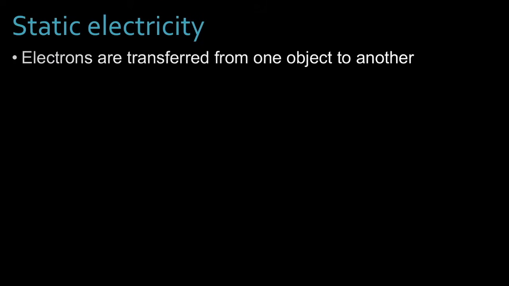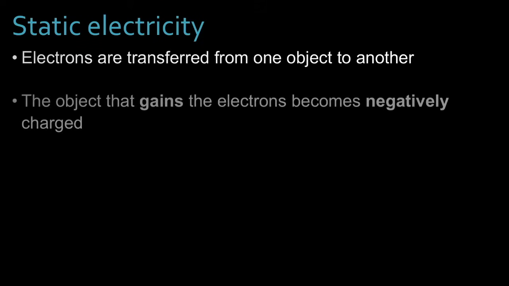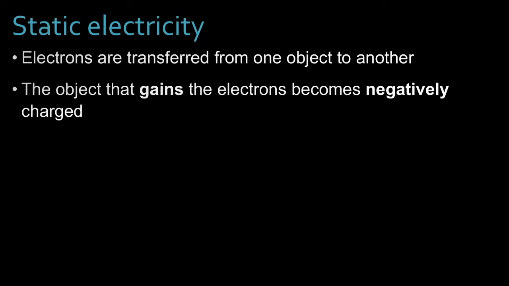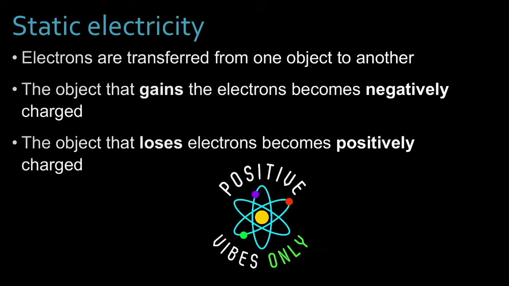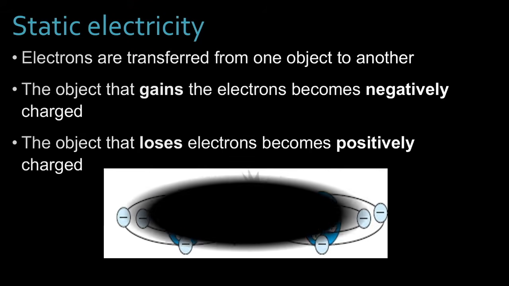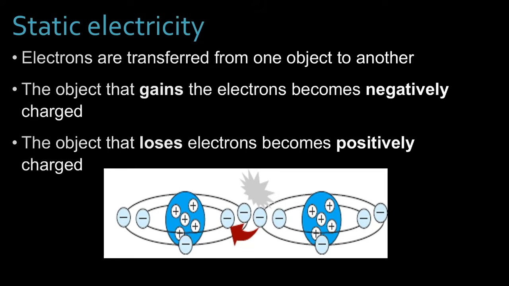With static electricity, the electrons are transferred from one object to another. So the object that will gain electrons will become negatively charged, and the object that loses electrons will become positively charged. This is because the charge of an electron is negative. So if it gains electrons, it will become more negative, as the charge is a negative charge. And when it loses electrons, it becomes more positively charged because it's losing the negative particles.